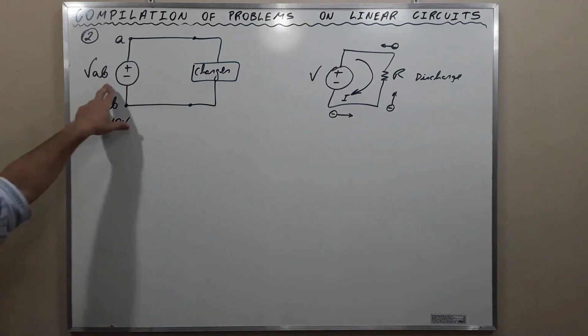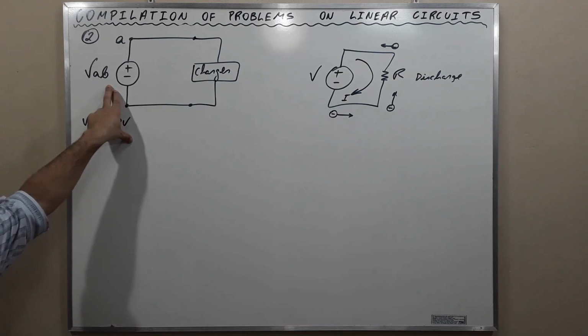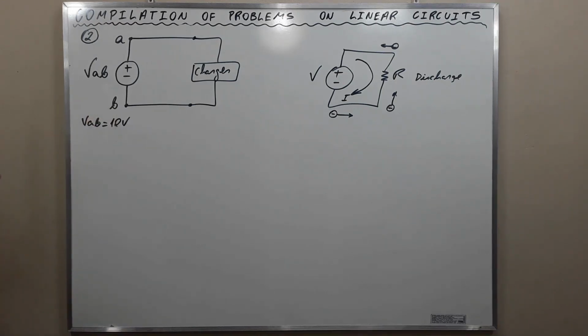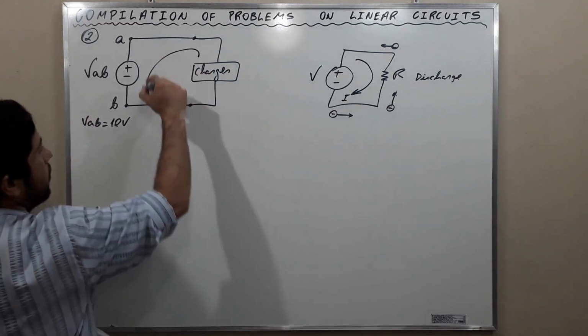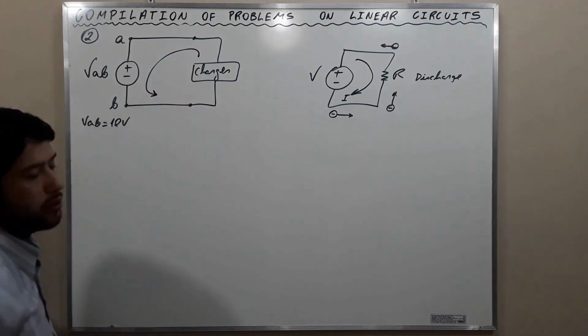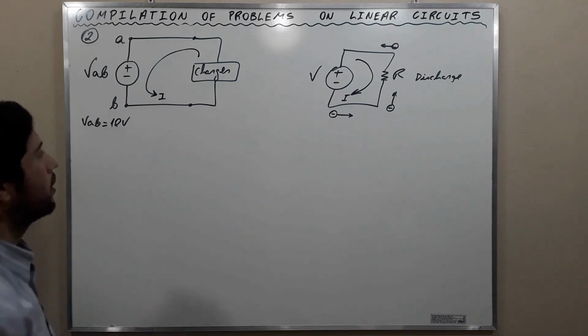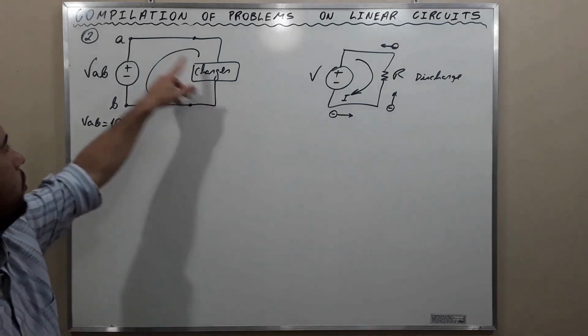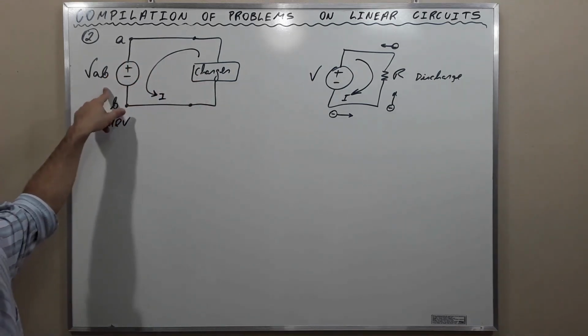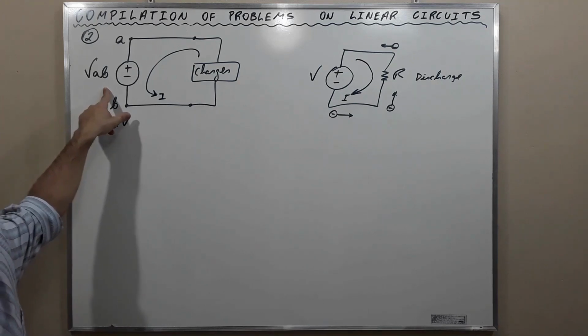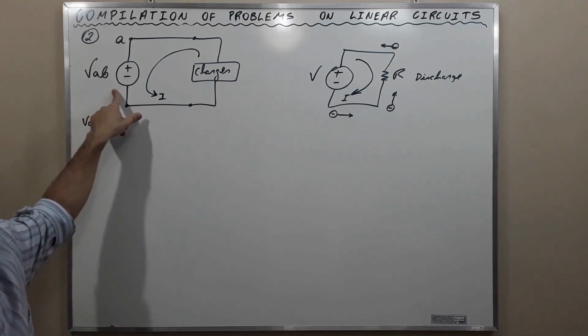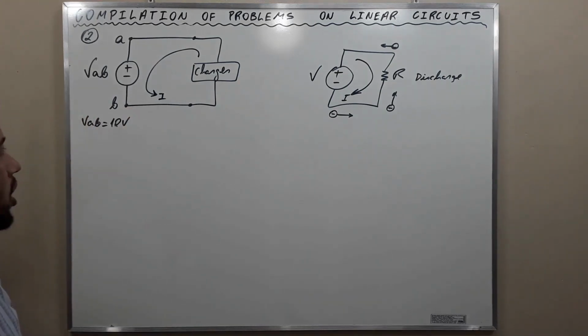But now the battery is discharged. It is not supplying power. Actually, it is consuming power. Current will flow in the opposite direction. Current will flow towards the battery, not from the battery. It is going to flow towards the battery.